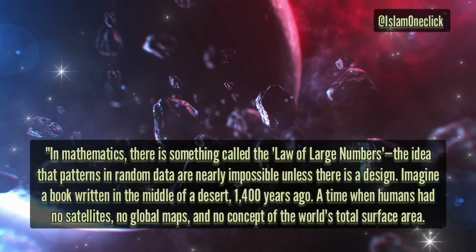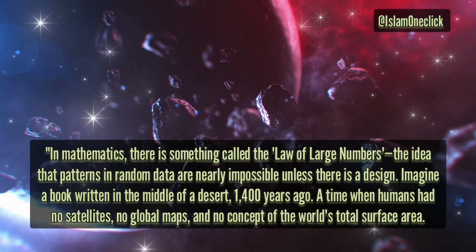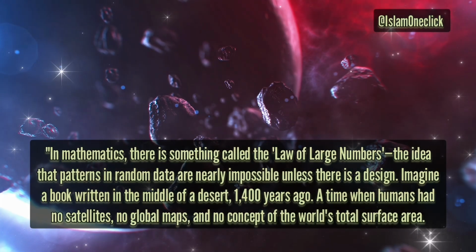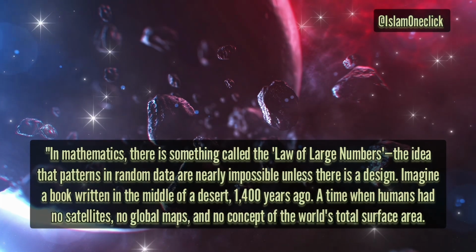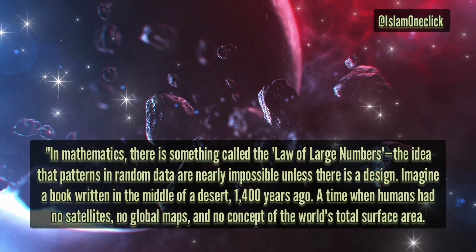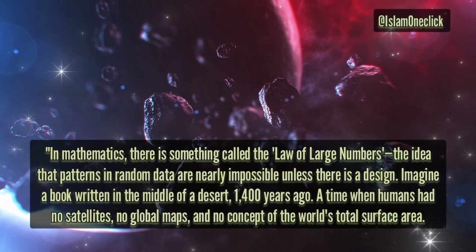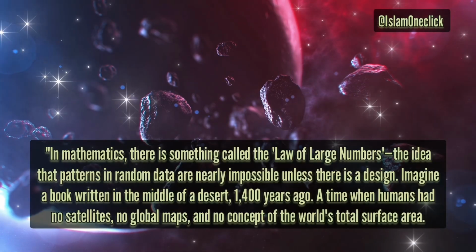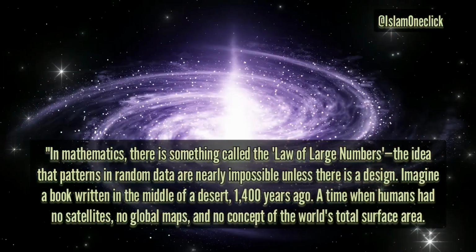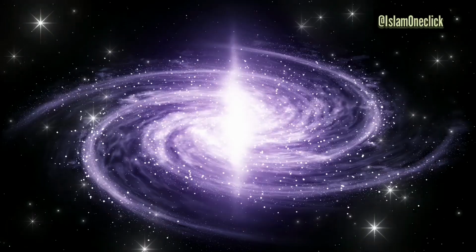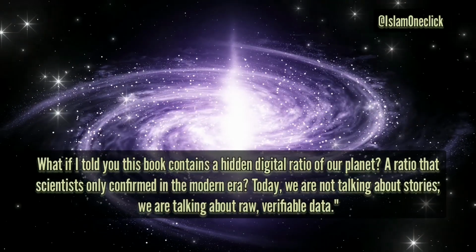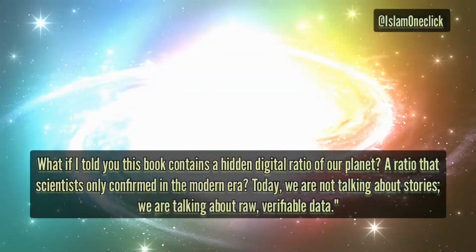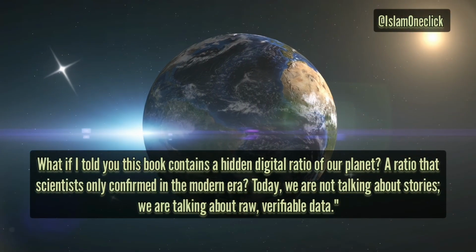In mathematics, there is something called the law of large numbers, the idea that patterns in random data are nearly impossible unless there is a design. Imagine a book written in the middle of a desert 1,400 years ago, a time when humans had no satellites, no global maps, and no concept of the world's total surface area. What if I told you this book contains a hidden digital ratio of our planet, a ratio that scientists only confirmed in the modern era?